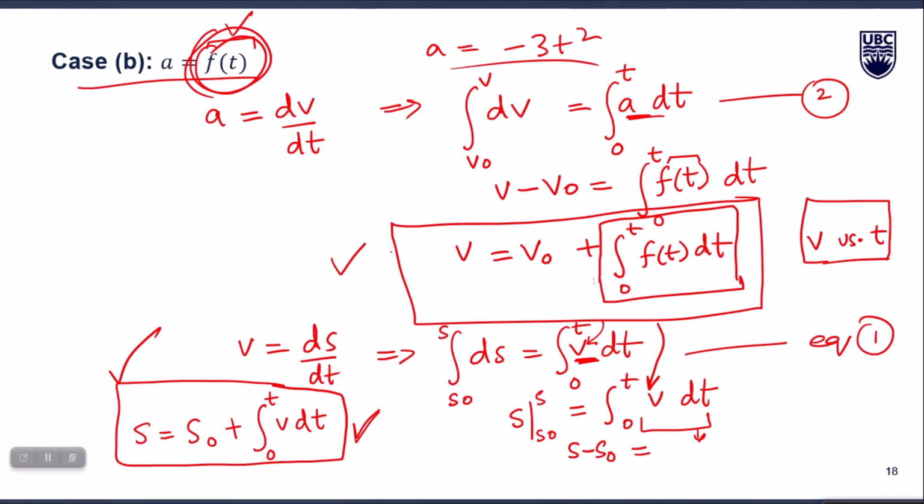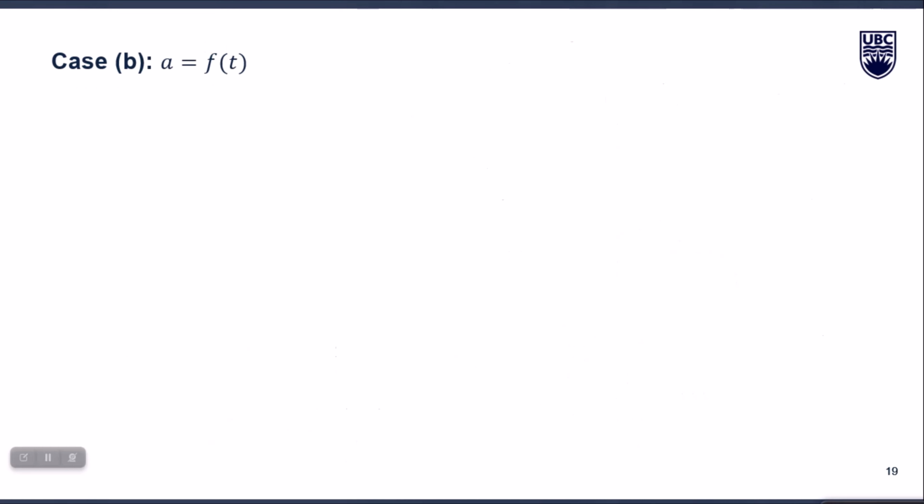So in a way the solution technique for both case A and B are similar, but the difference is that for case B you have to actually evaluate that integral which is given to you. Now let's continue to case C, where acceleration is given as a function of velocity.